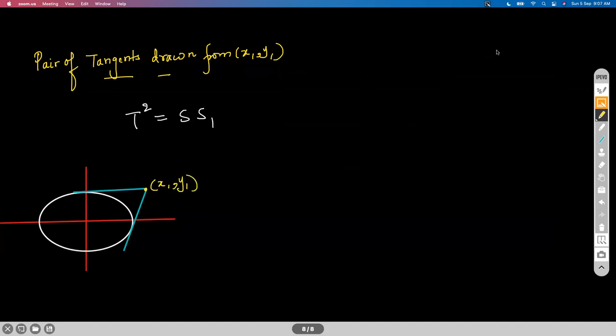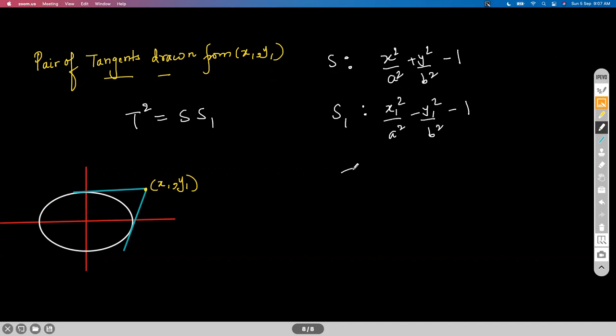I hope you're all aware of what your T expression is. If I talk about a standard case, this is what we call S, this is what we call S1, and this is what we call T. I hope you are all well aware now of the basic expressions for S, S1 and T. Okay. Maybe a simple question we will take up on this.